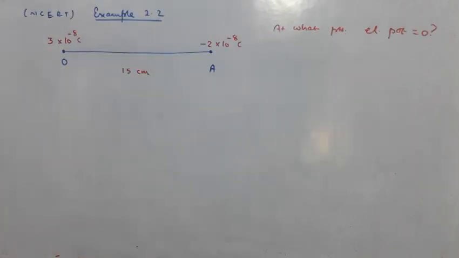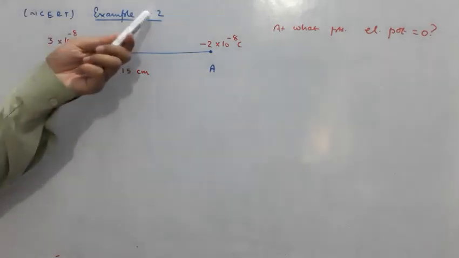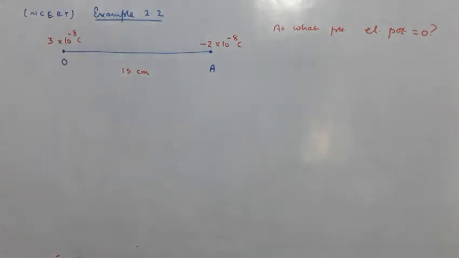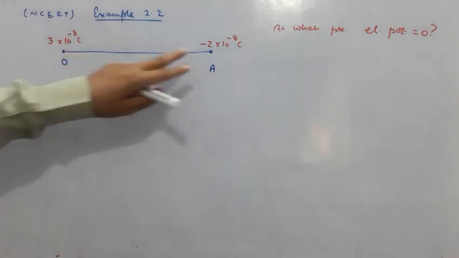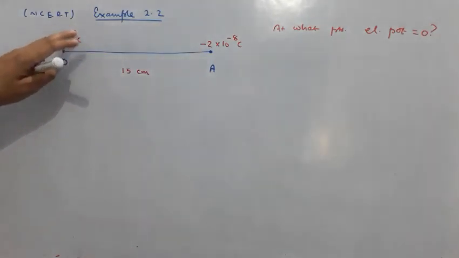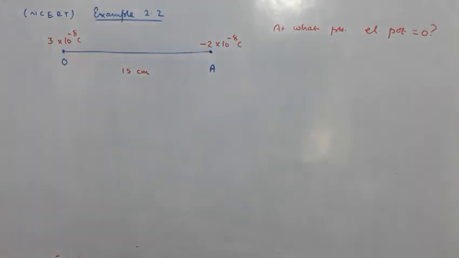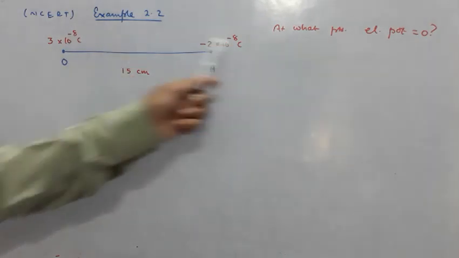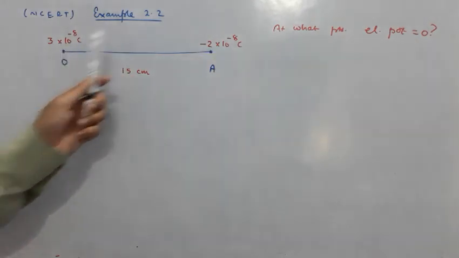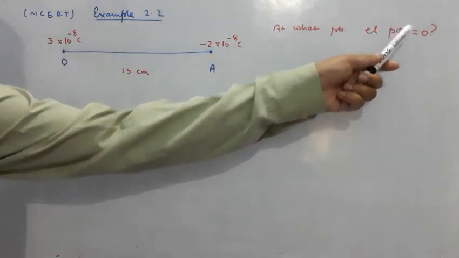This is an example from your NCERT. You can, for reference, see example 2.2 of your textbook. There are 2-point charges, 3 into 10 to the power minus 8 coulomb and minus 2 into 10 to the power minus 8 coulomb, separated by a distance of 15 centimeter. The question asked is, at what points on the line joining these two charges is the electric potential 0?